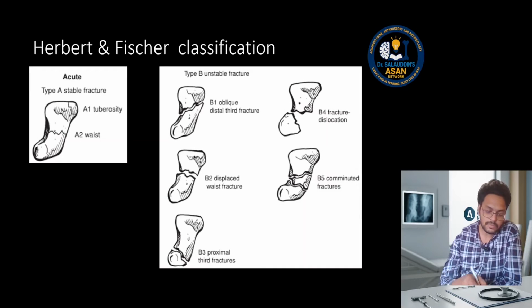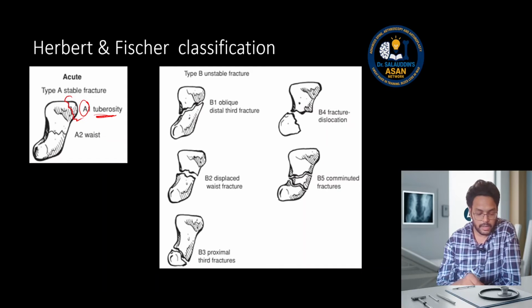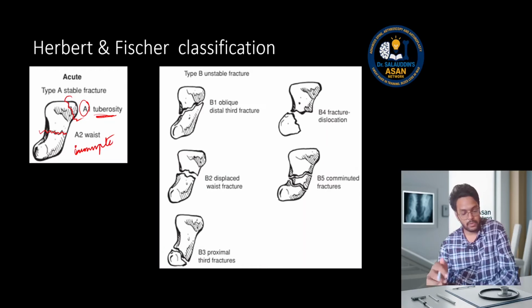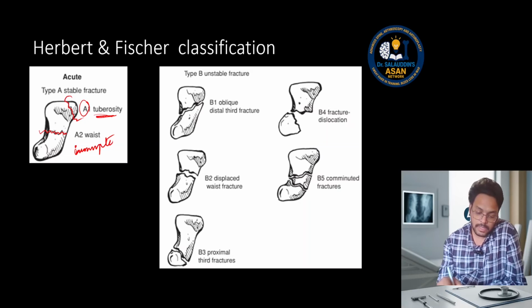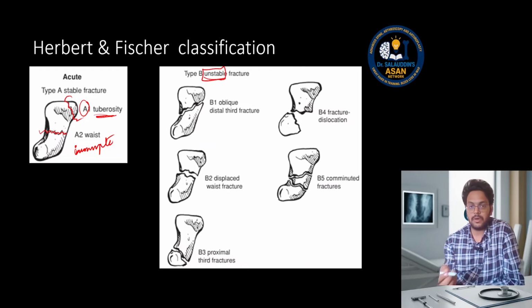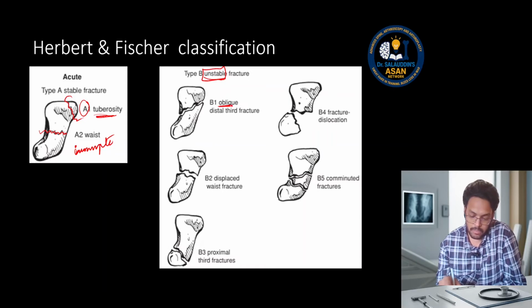So in the image you can see acute stable A1 is only the tuberosity fracture, and if it is a waist fracture, that too incomplete, A2. Okay. Then coming to B, B are unstable fractures. As we have discussed earlier, what are the criteria for unstable? So if one of these criteria is matching, and if it is an oblique distal third fracture, it's B1. Waist fracture, if it is displaced, is B2. It's a displaced waist fracture is B2.